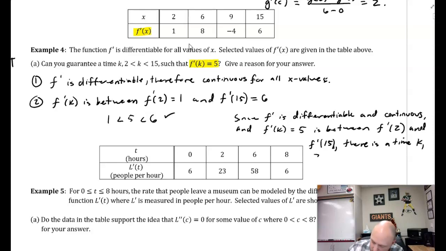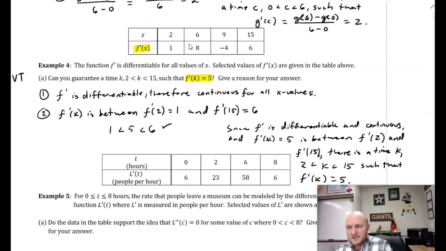I keep wanting to use 0. It's 2. 2 is less than k, which is less than 15, such that f prime of k is equal to 5. Boom. Now, I want to point something out.